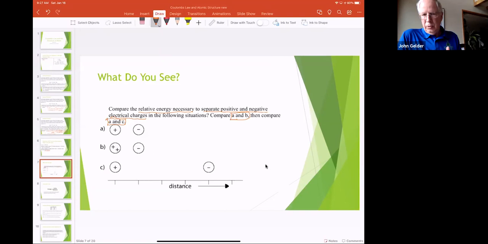And Lou can clear the poll, and we'll ask. You can pick A if you believe A has the greater energy to separate charges, or pick C if you think that C would require the greater amount of energy to separate charges. And again, we'll talk a little bit about what's the same and what's different about these two little models.